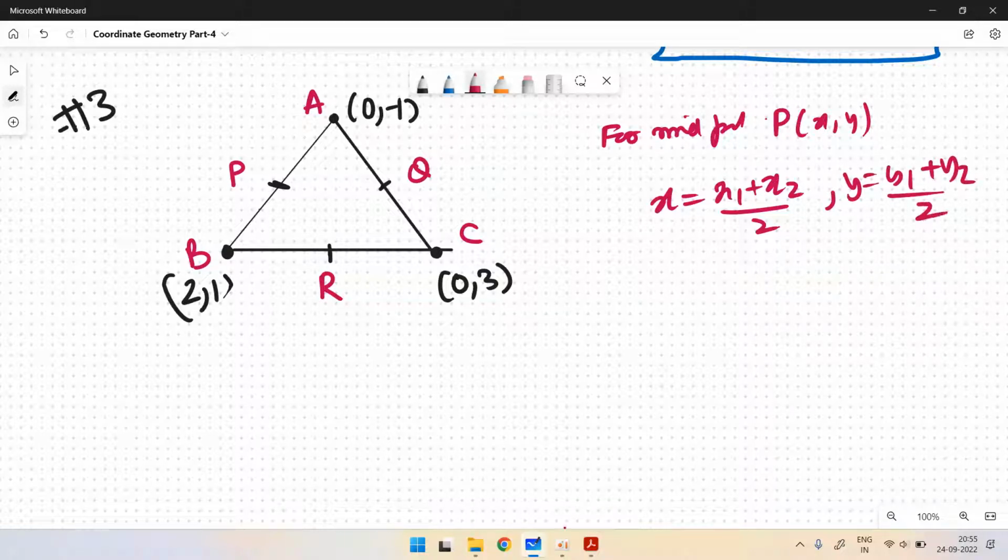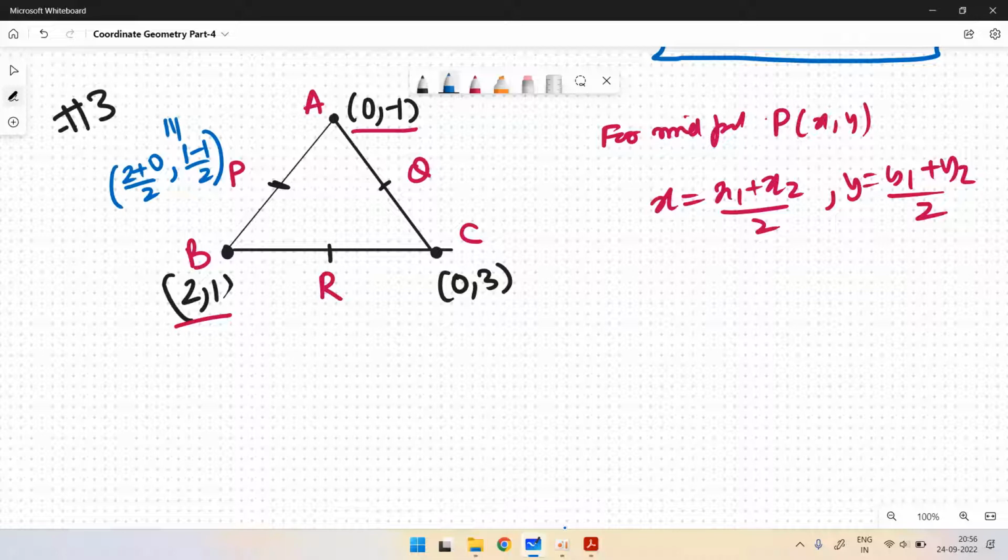Applying the same formula, I'm directly writing this. For P, x1 y1 is this and x2 y2 is this. So P is 2 plus 0 by 2 comma 1 minus 1 by 2, which is 2 by 2 is 1 comma 0. So P is 1 comma 0.